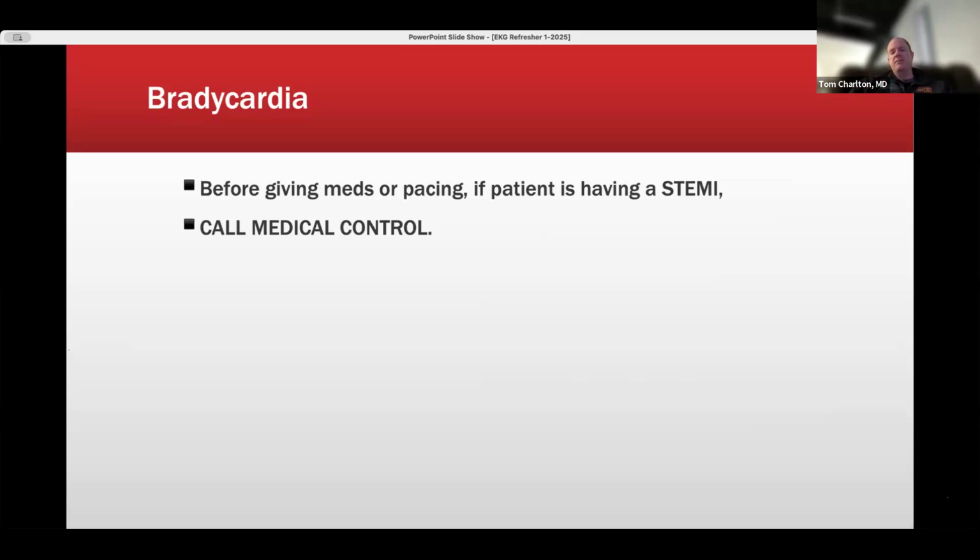We try and avoid pacing in STEMIs if we can, simply because the electrical impulse that we generate is going to cause ST elevations, even in somebody that is not having a heart attack. And so it impacts our ability to get another 12-lead at the hospital, with a little bit more precision.